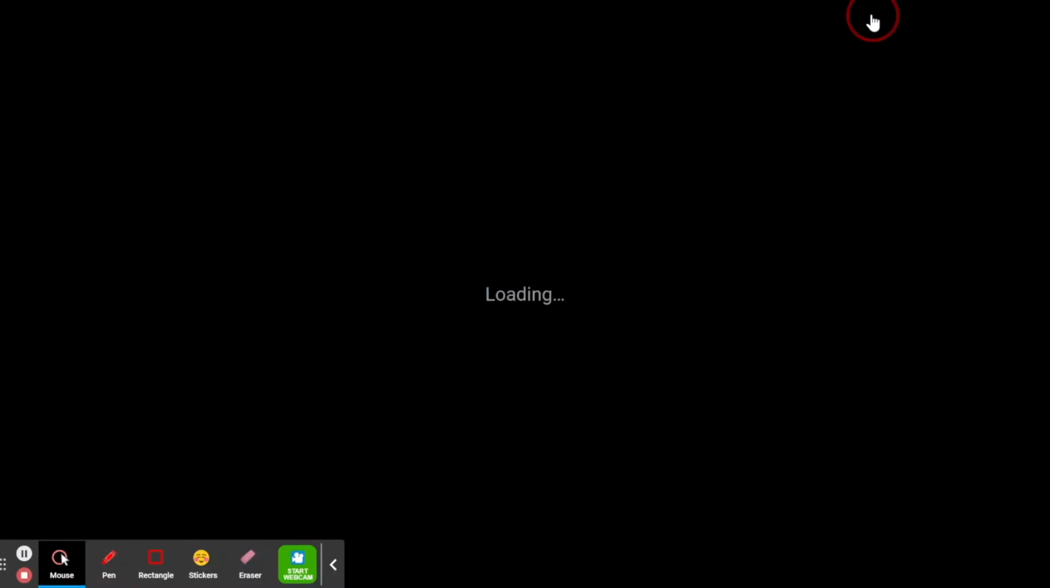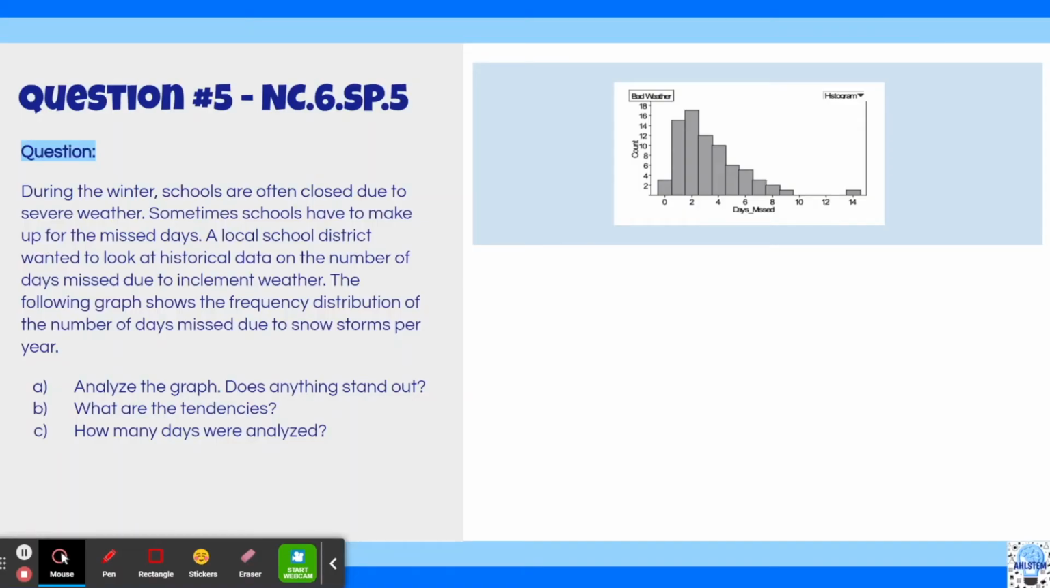Let's do our last question, question number 5. So during the winter, schools are often closed due to severe weather. Sometimes schools have to make up for the missed days. A local school district wanted to look at historical data on the number of days missed due to inclement weather. The following graph shows the frequency distribution of the number of days missed due to storms per year.